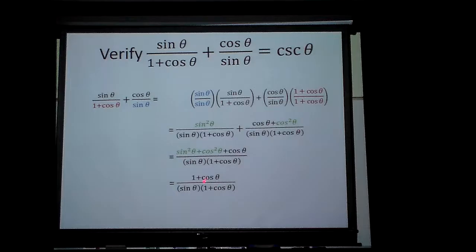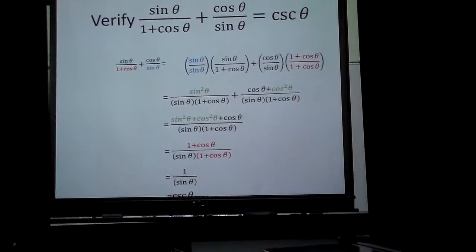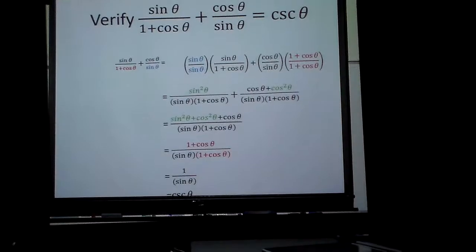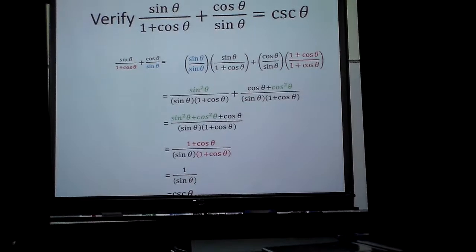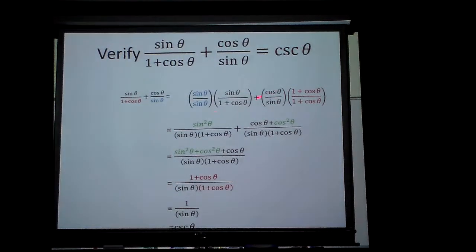Oh, look. I can cross those out. And if I cross those out, I have 1 over sine. Hey, and 1 over sine is the same thing as cosecant. Kind of hard to see it. I don't know if you can see it or not in the camera. But 1 over sine makes cosecant completely, which is exactly what we were looking for.